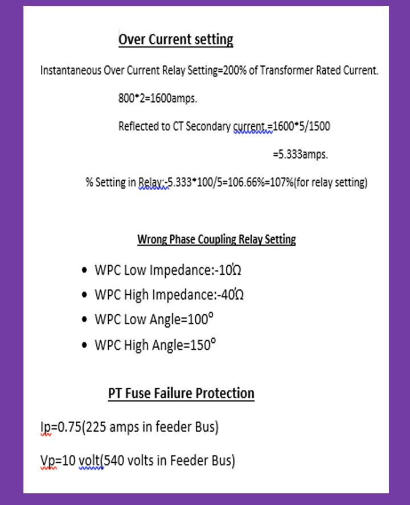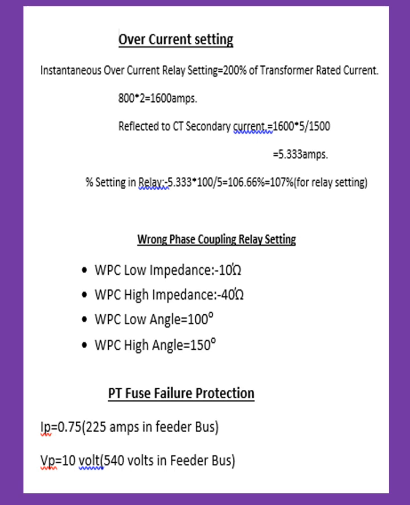It will go to the relay circuit. Percentage setting of relay is 5.333 into 100 by 5. I have told you the relay secondary rated normal current is 5 ampere. So this 5.333 is how many parts? 1.066 parts. Multiply it with 100 for percentage, it is coming 106.66%, around 107% for relay setting.